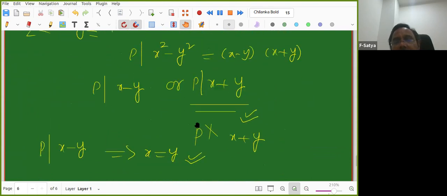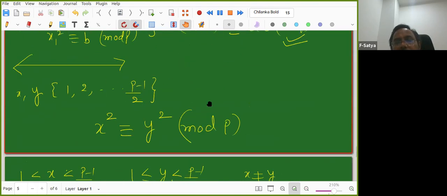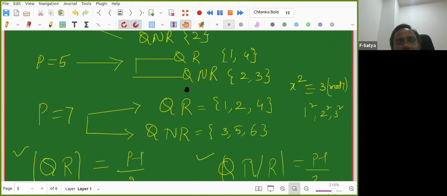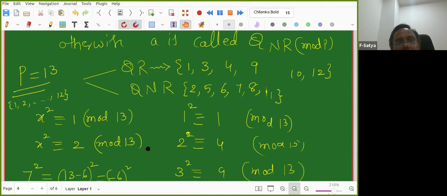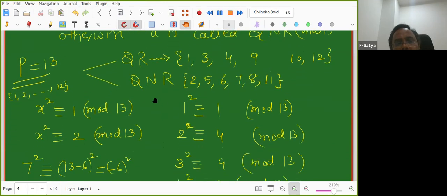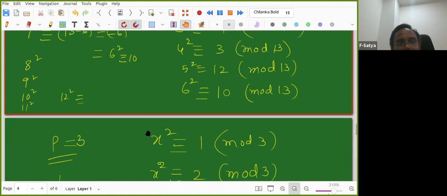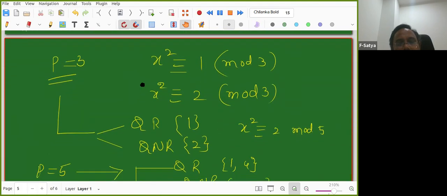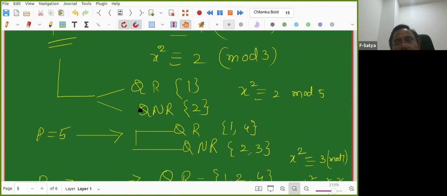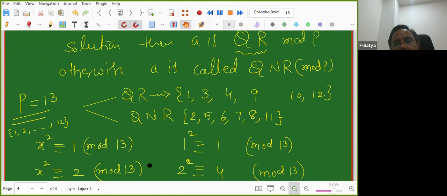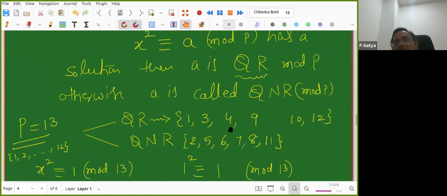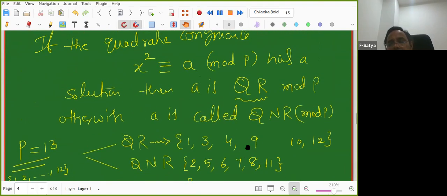But before going further, I want to say a few more observations by looking at this. In particular, you check 13 and 5, you can get something. Are you able to see some structure in the quadratic residues here?